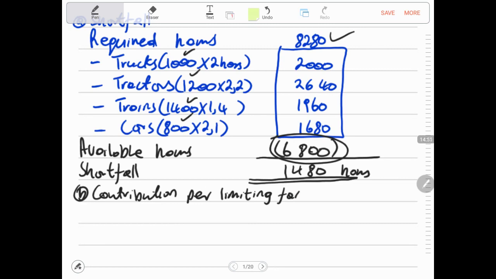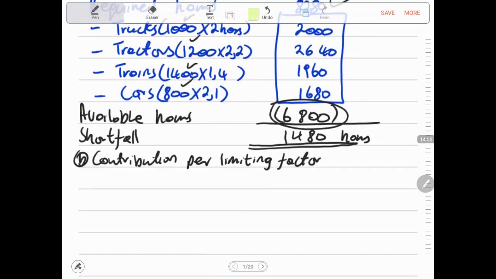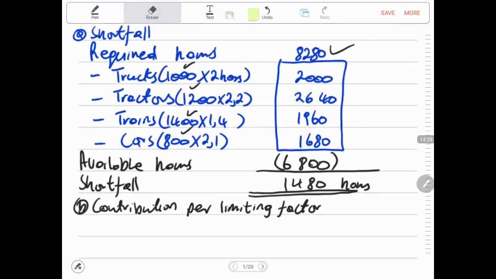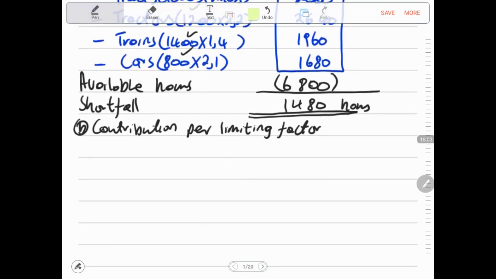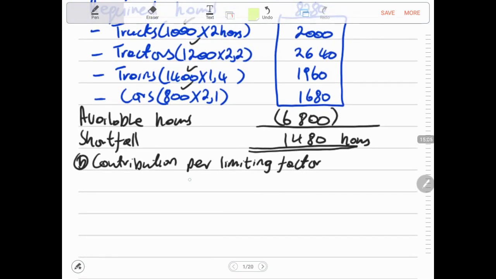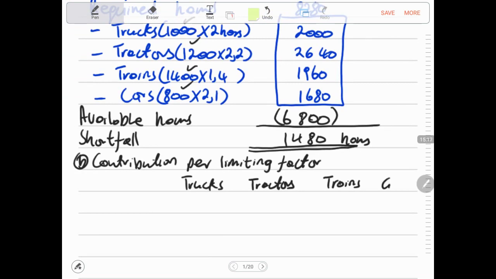And I want to highlight the fact that it is contribution per limiting factor. What is our limiting factor? Our limiting factor is machine hours. So when I'm saying per limiting factor, you'll see that when I'm doing it with you. So we start with the trucks, then we have the tractors, we have the trains, and the last one is the cars.